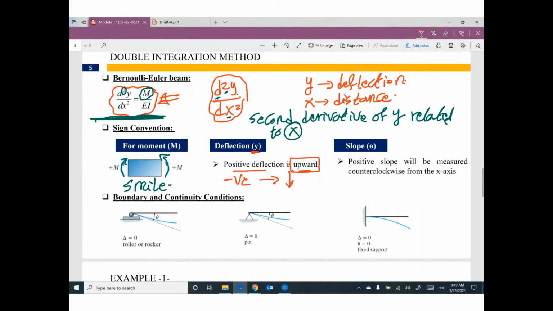Theta is positive if the rotation is counterclockwise. Negative means it's a clockwise rotation.